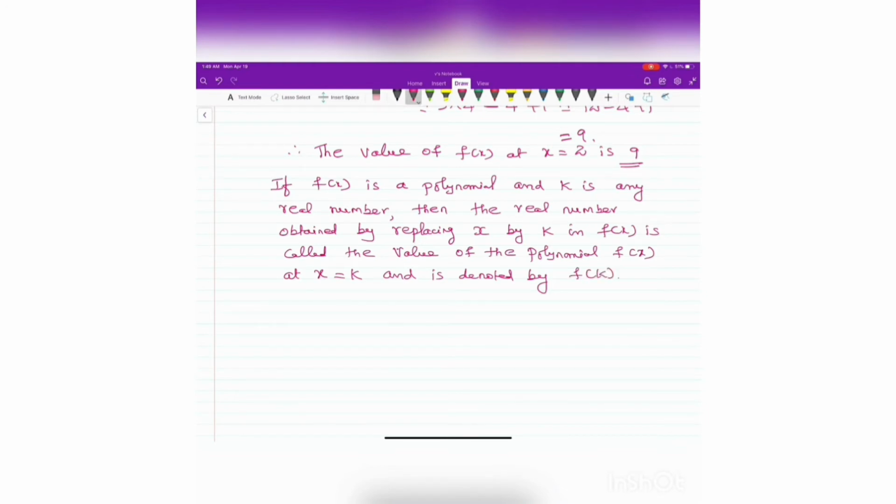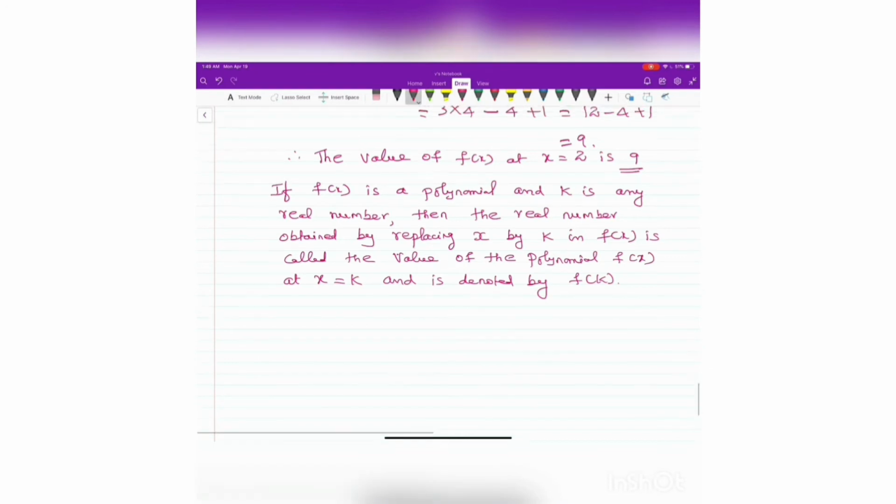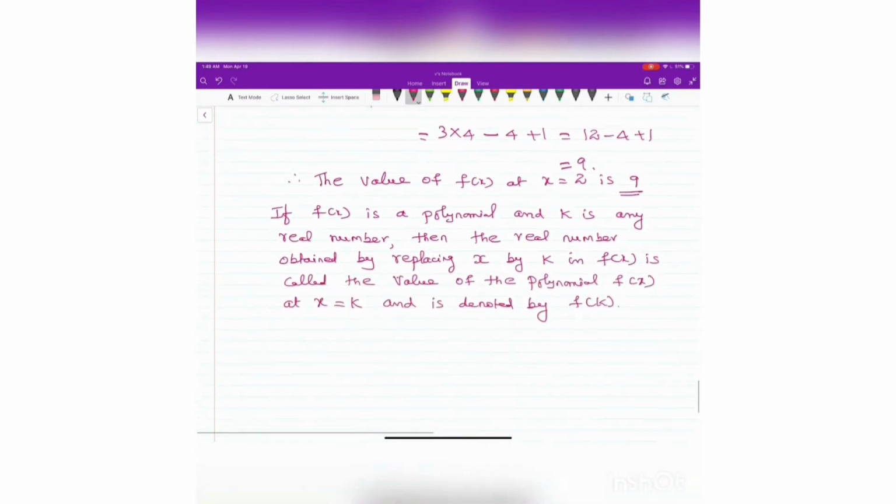Okay. The next important concept you should know, that is the fifth point, zero of a polynomial.